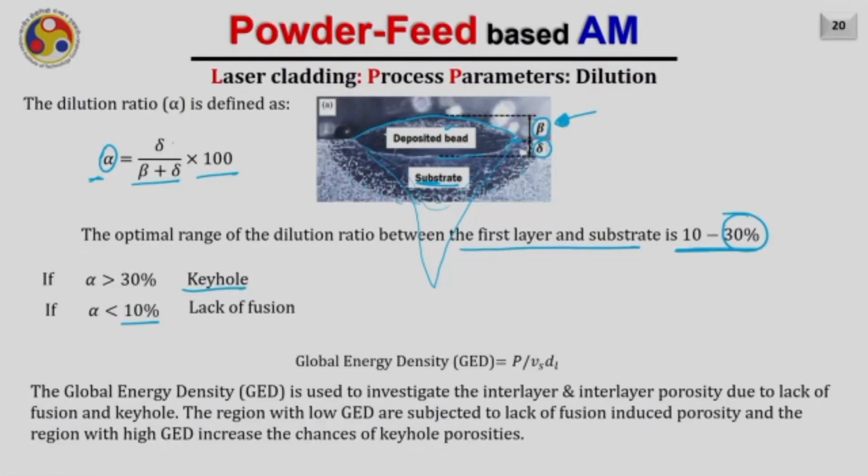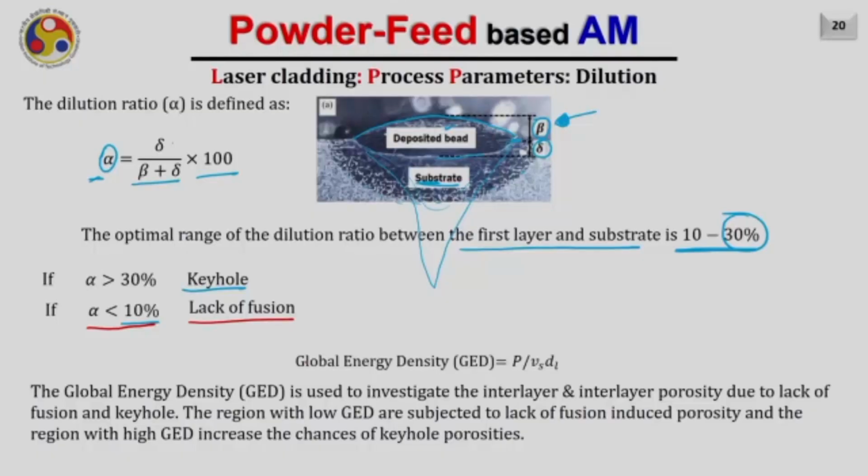It is also important that this dilution ratio should be greater than 10%, because if the dilution is less than 10%, in that case you will be facing the lack of fusion. The deposited weld will not fuse appropriately with the substrate everywhere. It may be having some lack of fusion at some portions. And of course, both of these will lead to the porosity.